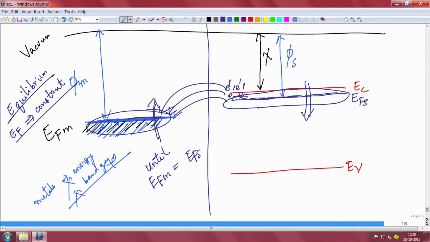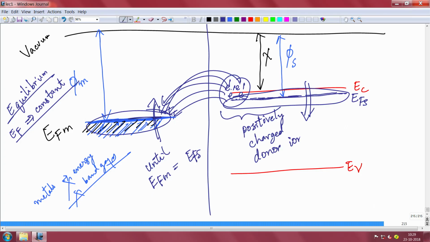So, both have to equalize. Until that point electrons will keep coming here. Now, when electrons keep coming from this side to that side, what is left behind here is positively charged. When the electrons move from there to there, what does it leave behind? It leaves behind positively charged donor ions. Okay? It leaves behind positively charged donor ions because electrons have come there from some area here.